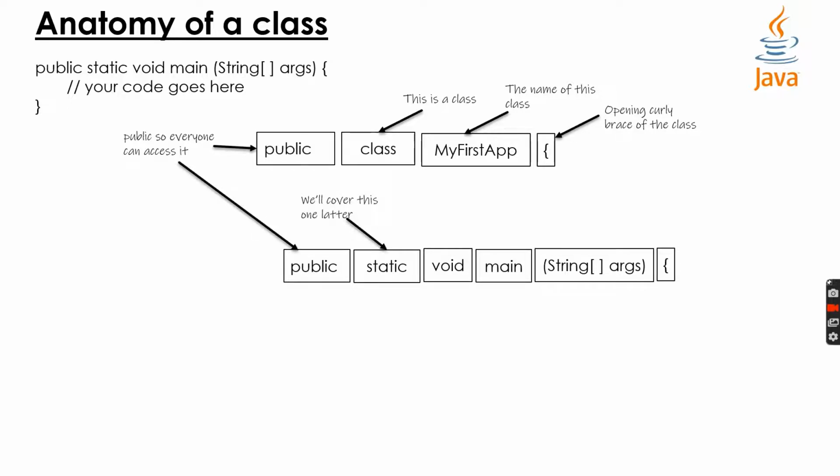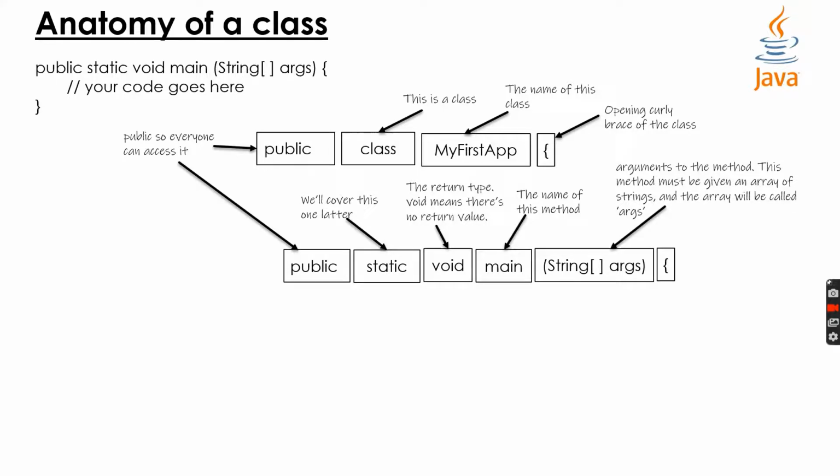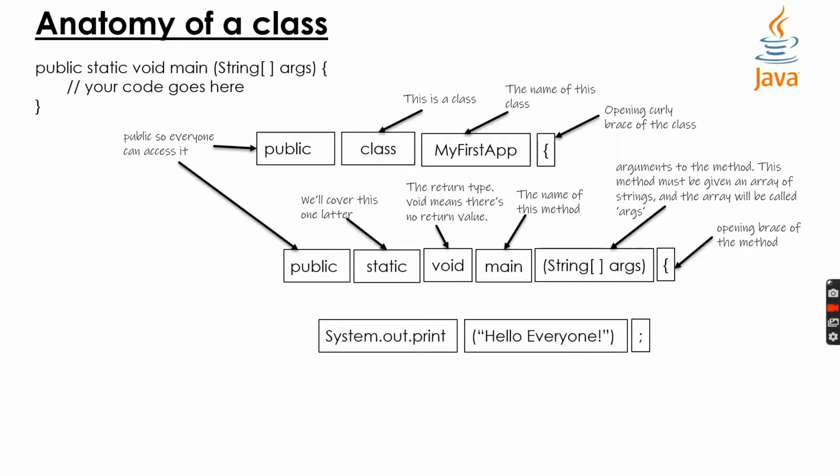Static, we will cover this one in later videos. Void, the return type void means there is no return value. Main is the name of this method, we call it main. String[] args is the argument to the method. This method must be given an array of strings, and the array will be called args. This is the opening brace of the method.